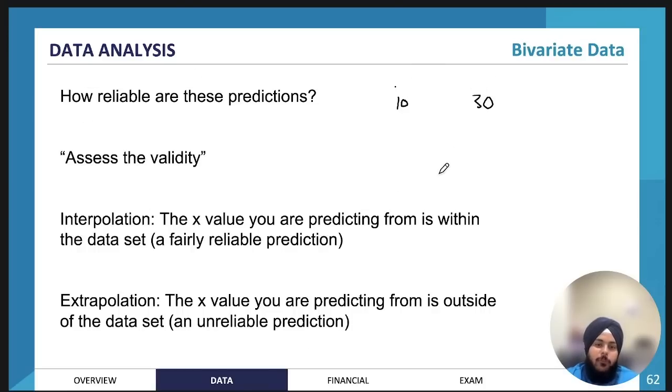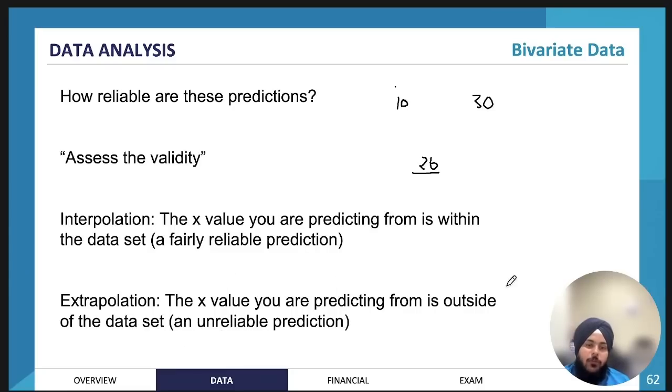And let's just say you want to predict what the y value will be using your model when the x variable is 26. So in this case, as the variable is between 10 and 30, this is going to be termed interpolation, where we're essentially predicting a value within the data range.